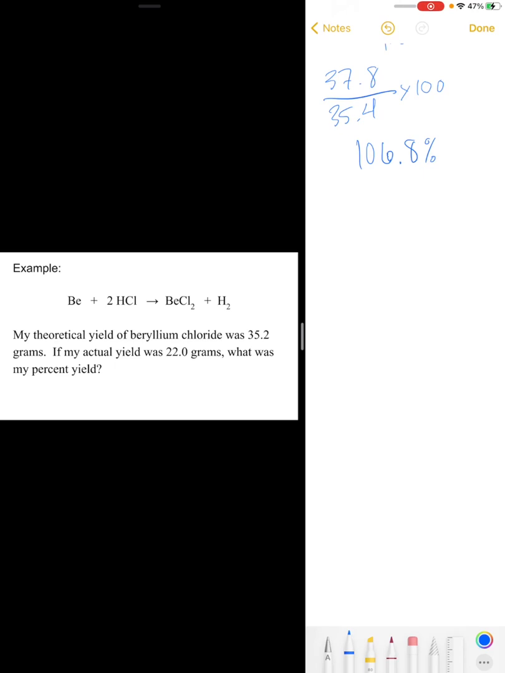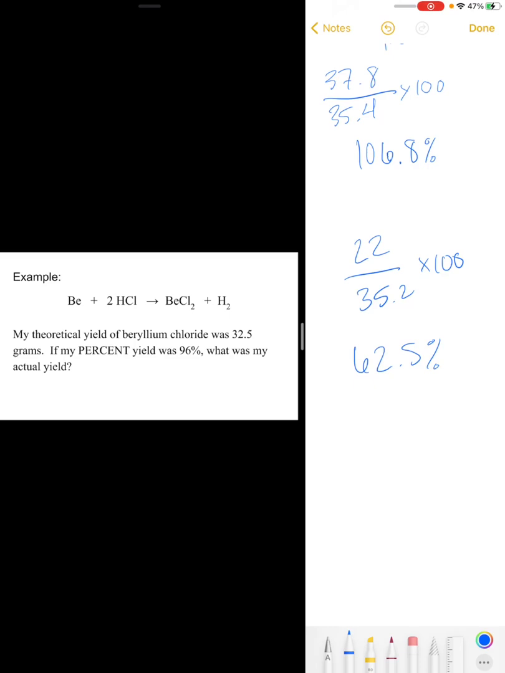Next, my theoretical yield of beryllium chloride was 35.2 grams. Actual yield is 22. What's my percent yield? So actual over theoretical times 100. Go ahead and plug that into your calculator. And I got 62.5%.